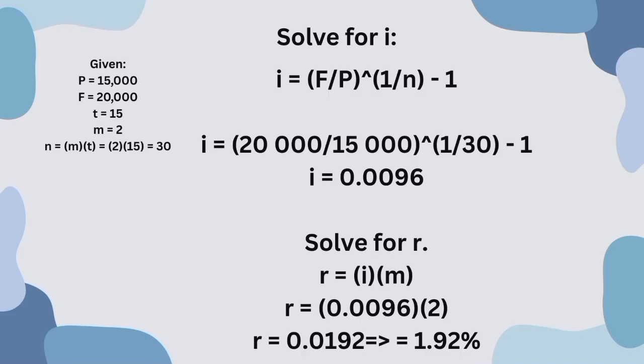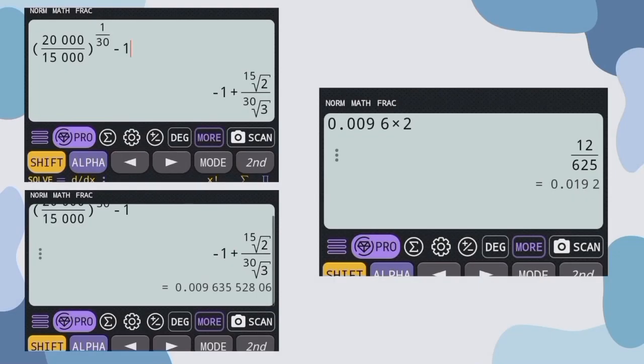So, i-distribute na to. Interest is equal to open parenthesis 20,000 over 15,000 close parenthesis raised to 1 over 30. Ano 30 kay? Ato ang n is 30. 2 times 15. So, 30 minus 1. So, our interest is equal to 0.0096. Makita po sa scientific nga calculator.